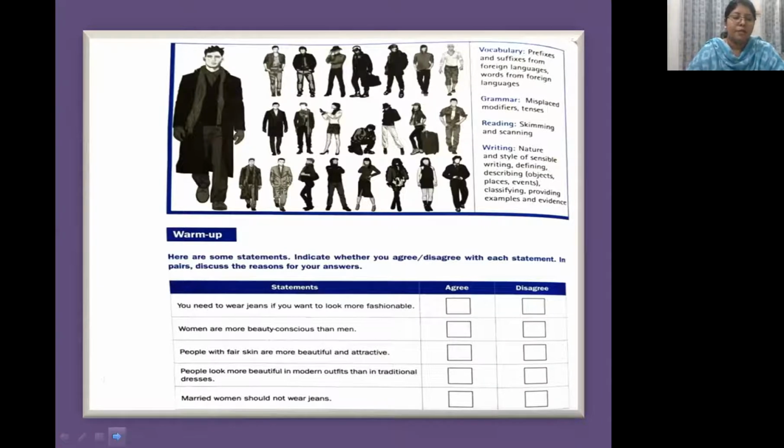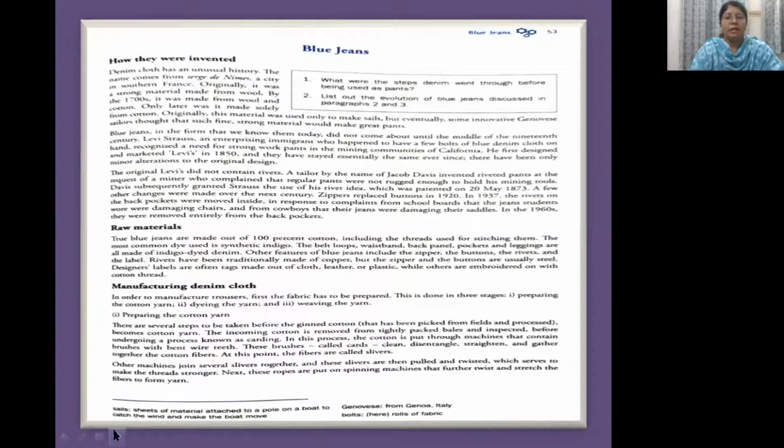So after this, we go on to the unit. Now, blue jeans. Here, how they were invented. In this lesson, you have the history of the origin of blue jeans, how it evolved and how we get it, like how we are using it today. In the first paragraph, the history of how it originated is given.